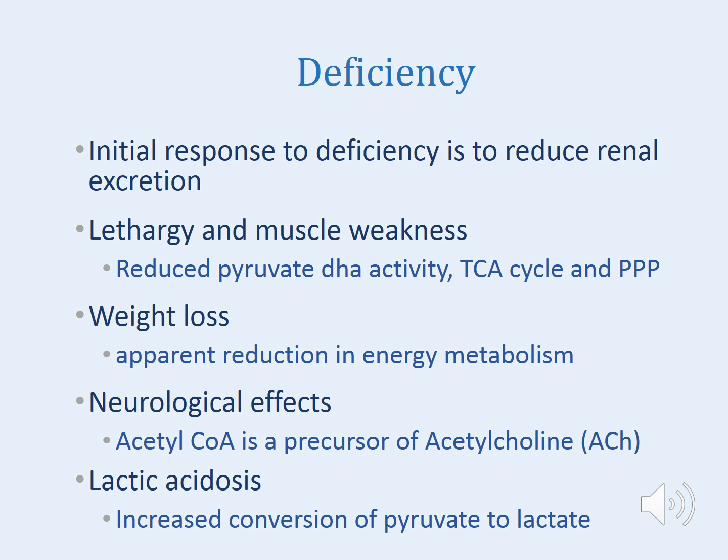So the turnover rate of thiamine is high and deficiency can occur within 21 to 30 days. The initial response to low intakes of thiamine is to reduce renal excretion. This will slow but will not stop completely. Lethargy and muscle weakness can occur due to reduced pyruvate dehydrogenase activity, which is activated by thiamine. There will be reduced activity of the TCA cycle and the pentose phosphate pathway. You can imagine if you're not making enough ATP or nucleotides for DNA synthesis, then your energy levels will be very low. However, it's important to note that these symptoms are common to many deficiencies and diseases.